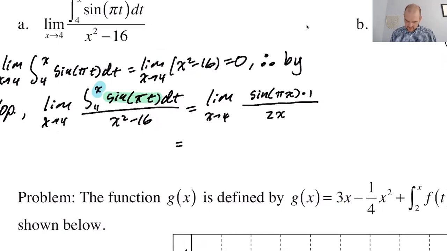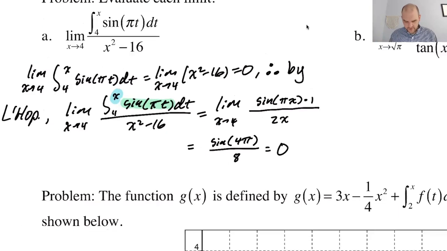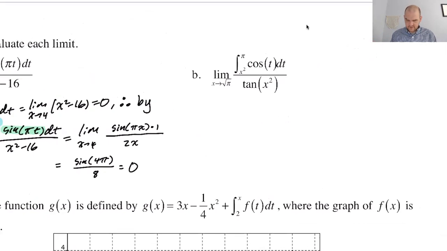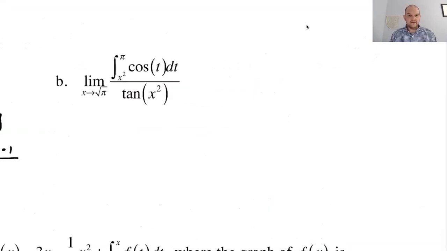So now we can just sub in, right? We're going to get the sine of 4 pi over 8. This is actually a really disappointing answer after all this work. 8 is not 0, so we got an answer. The sine of 4 pi is the same as the sine of 2 pi, which is the same as the sine of 0, which is 0. So this limit actually is just 0 after all of that work. I always find that a little disappointing, but that's the work you've got to do.